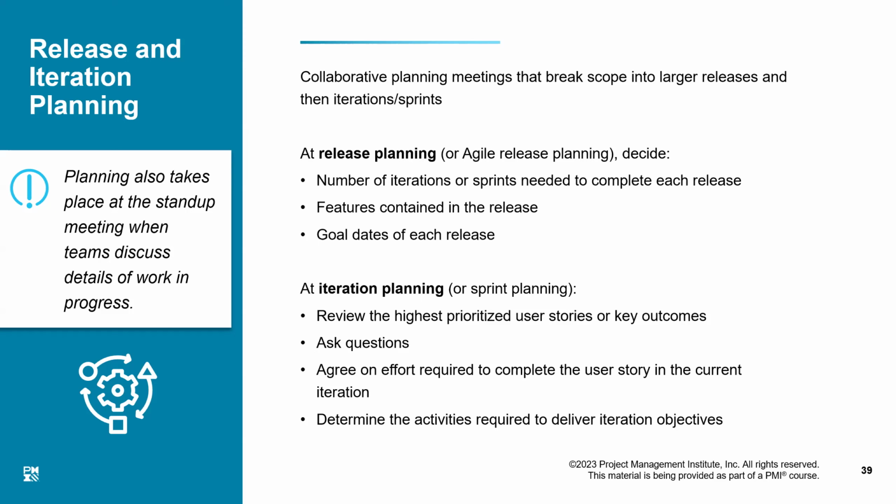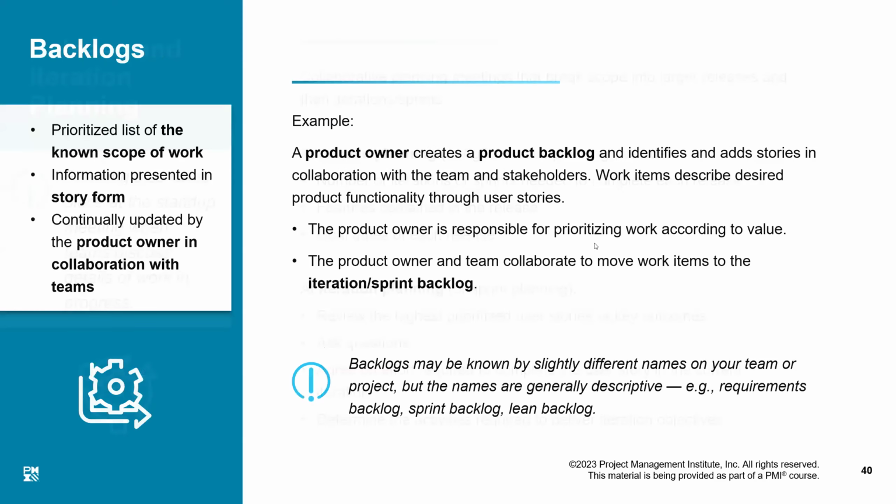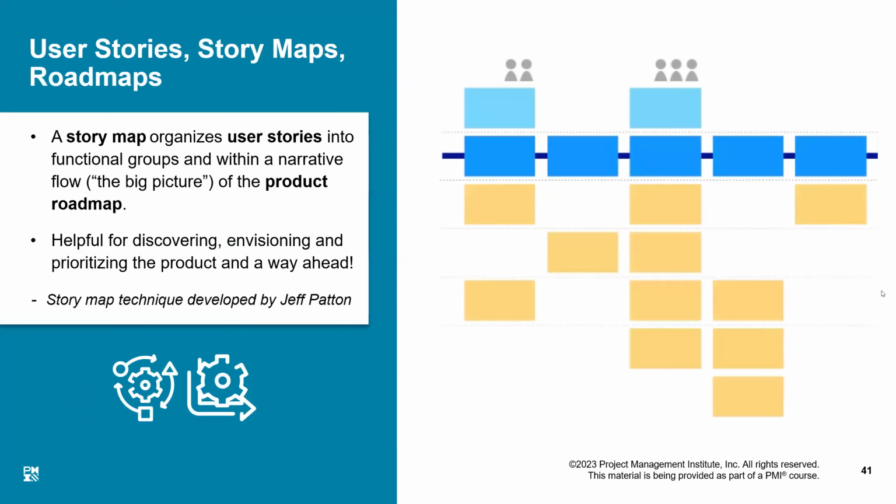So this is about the release and iteration planning. Backlog, we have got a product backlog, we have got a release backlog, we have got an iteration backlog. I don't think I need to talk about it anymore. Then we have the concept of user stories. We already understand that to some extent or not.